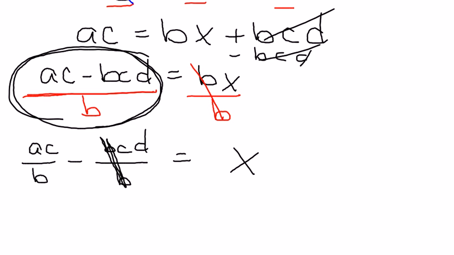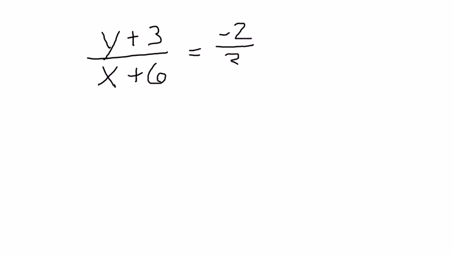Okay, and one last one. The last one is, what if you come across a problem like number 17? In 17, you are now solving for y, instead of x. It says y plus 3 over x plus 6 equals negative 2 over 3. Now, a problem like this, we just want you to go, okay, there are fractions. I can multiply through by the least common denominator.